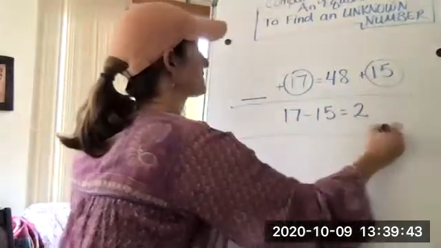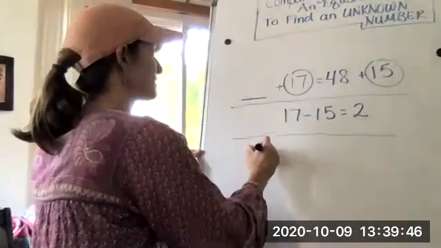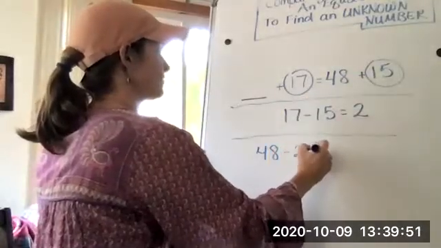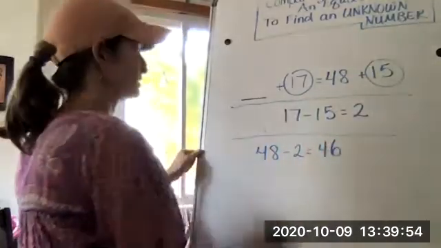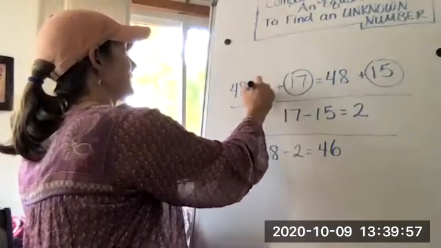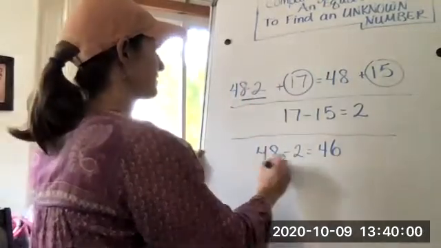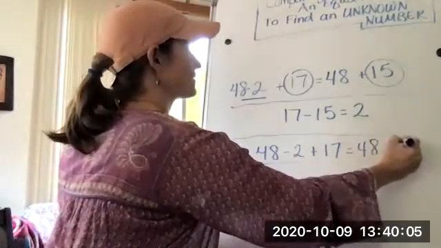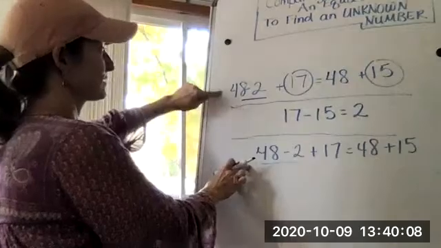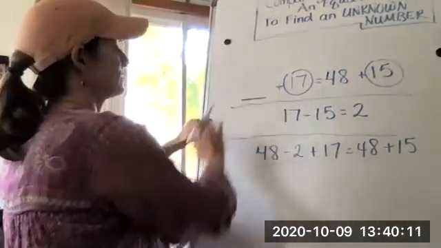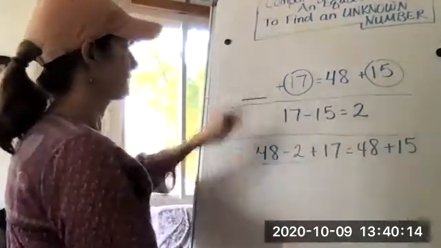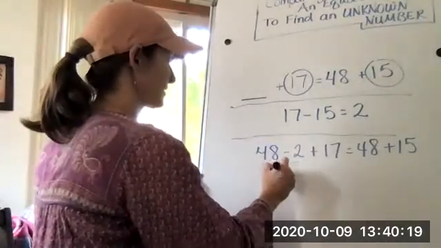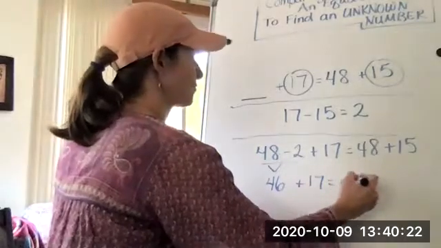Okay, so I know 17 minus 15, the difference is 2. First step, second step. So now I need to take 48, because this is 2 more, I have to do the opposite. Minus 2 equals 46. So that's 48 minus 2, okay? And bring your 17 down and bring the rest of the equation down from the top. So do you see how this, okay? So this was the unknown, and now we took 48 minus 2. Does that make sense? So that's 46 plus 17 equals 48 plus 15.